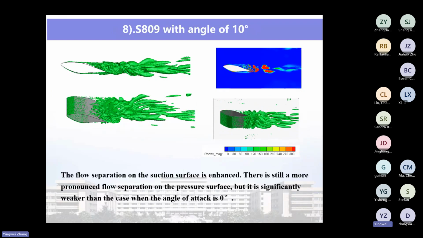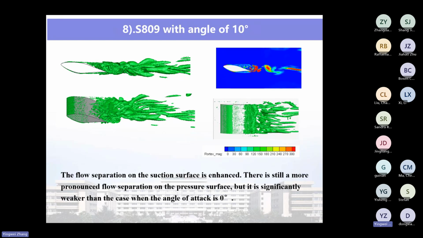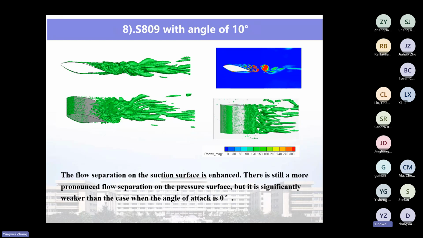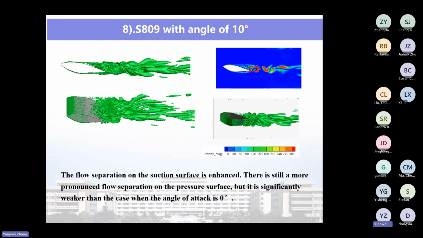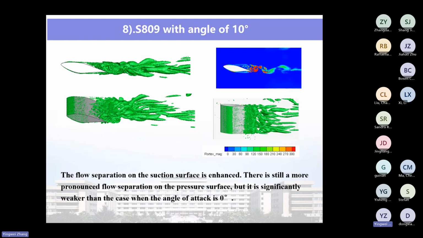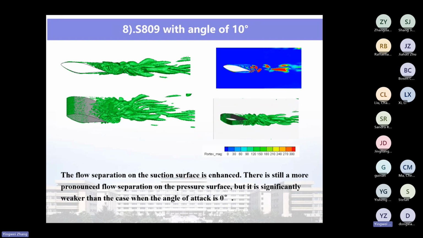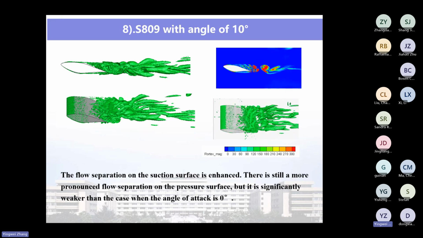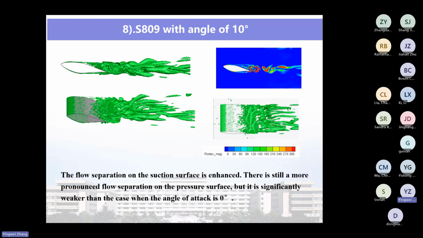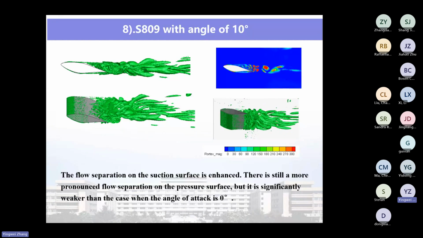When the angle of attack is increased to 10 degrees, the flow variation on the suction surface is enhanced, which is consistent with the performance of the NACA 018FL. The performance on the pressure surface is slightly different due to the effect of the geometry of the S809FL. There is still a flow variation on the pressure surface, but it is significantly weaker than the case when the angle of attack is zero.